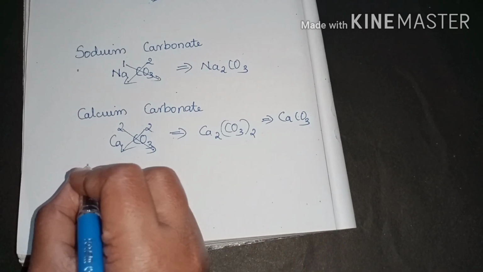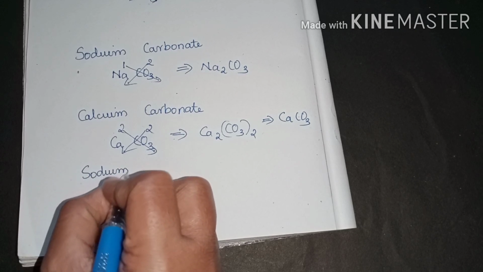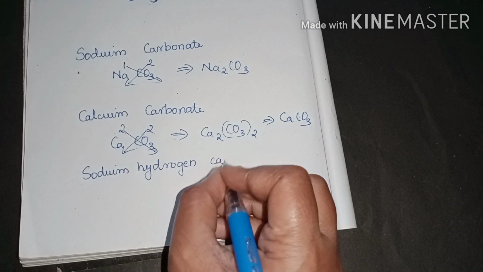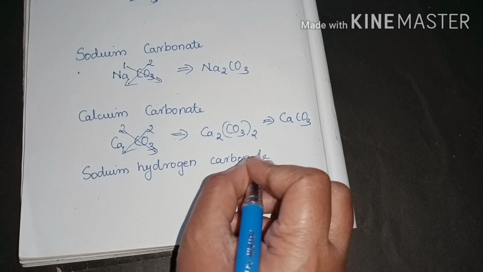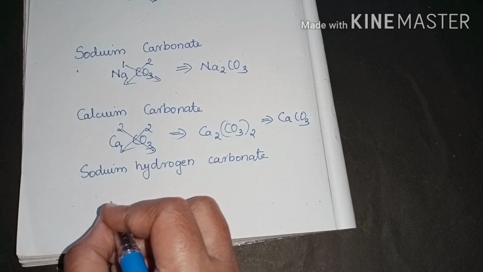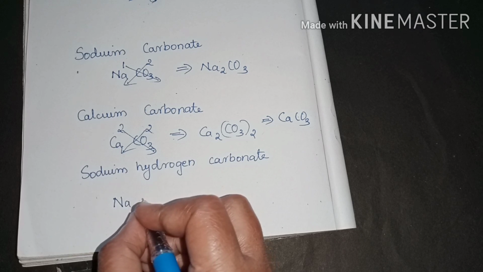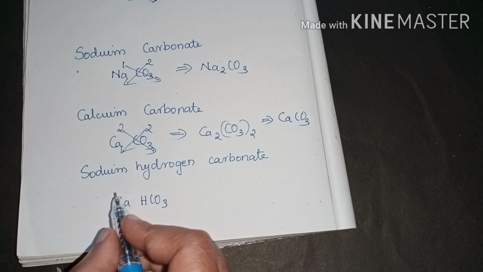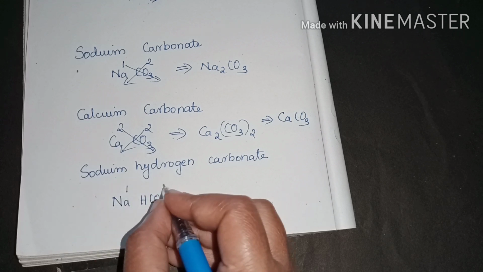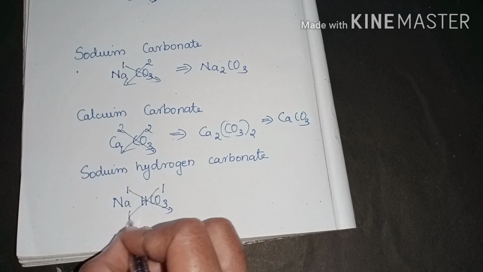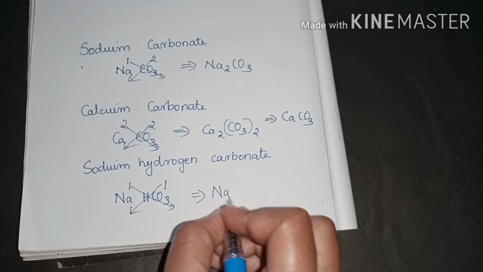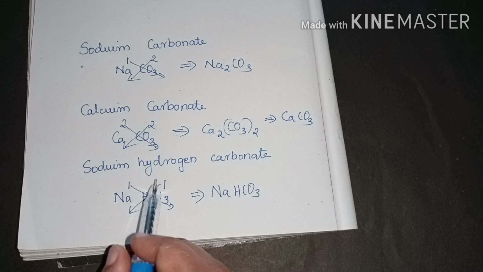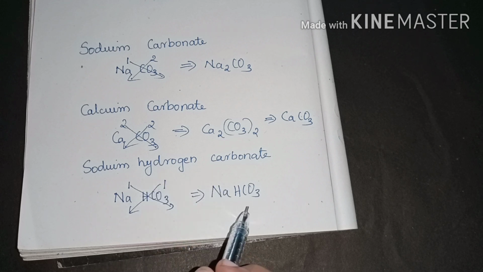How can we write the formula of sodium hydrogen carbonate? First we write the symbol of sodium, then we write the symbol of hydrogen carbonate, then we write the magnitude of charges as superscript. Here it is 1, here also 1, then on interchanging we will get NaHCO3. So the formula of sodium hydrogen carbonate or sodium bicarbonate is NaHCO3.